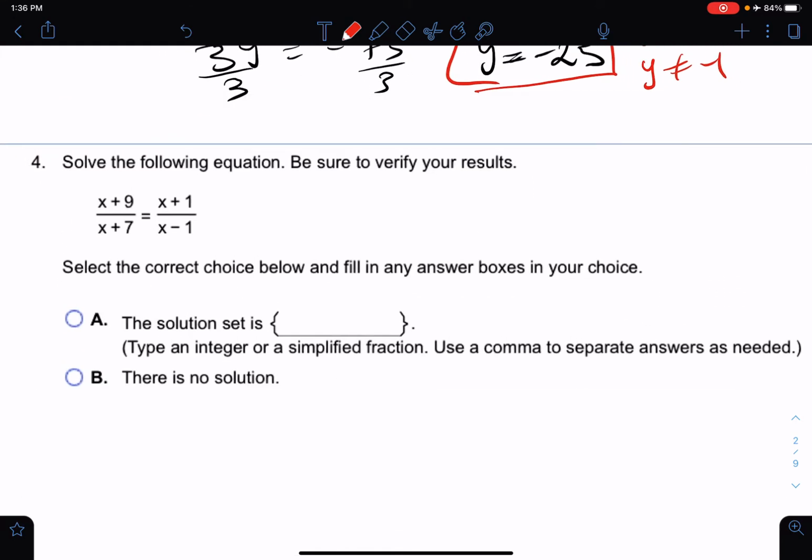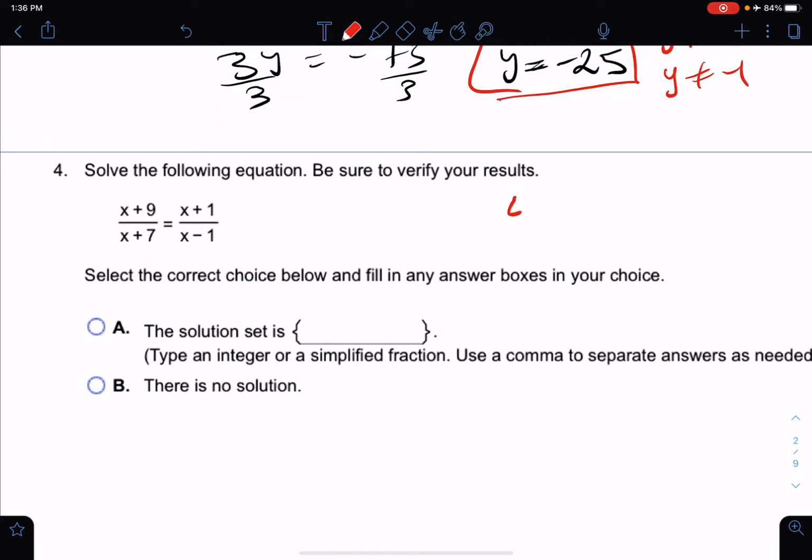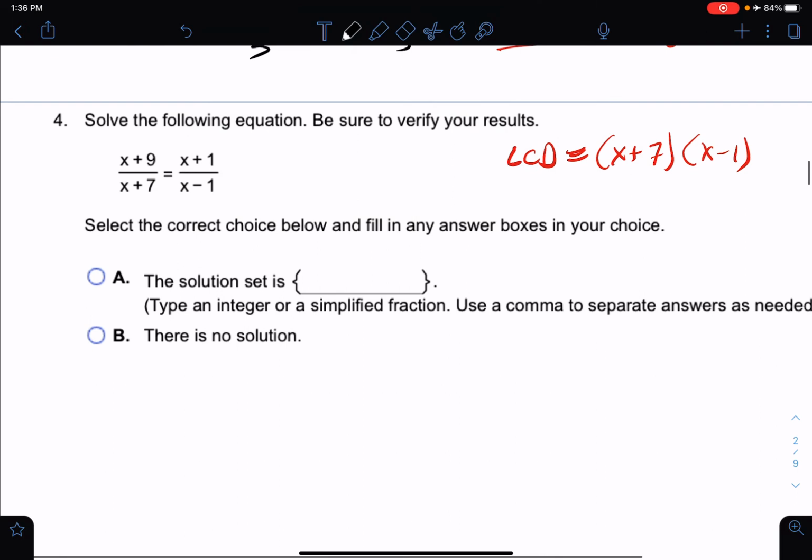This won't let me write on it until I clear it. Clear it. Come on. There we go. We're going to look for the LCD, and the LCD is going to be x plus 7 times x minus 1. Let me write this whole thing again so I have some space to operate as usual.